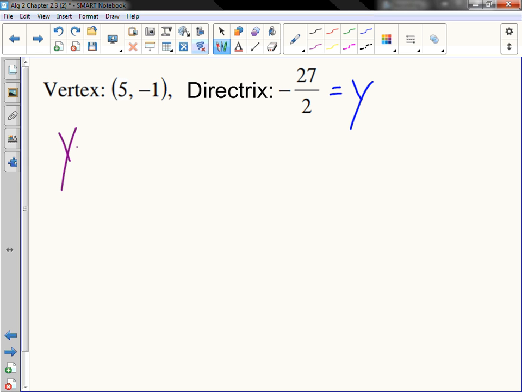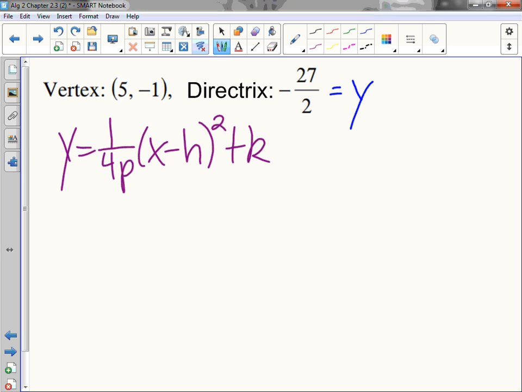So because of that, it's telling me I'm using y equals 1 over 4p times x minus h squared plus k. The value of h is 5. The value of k is negative 1.